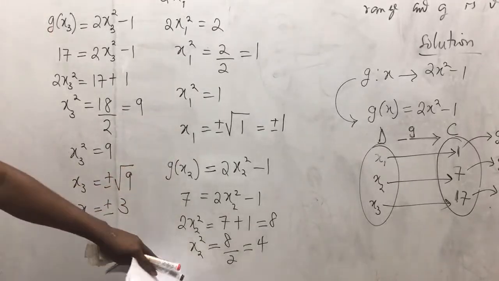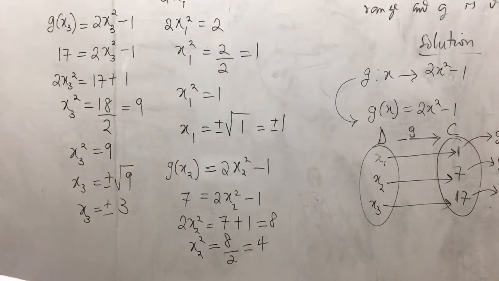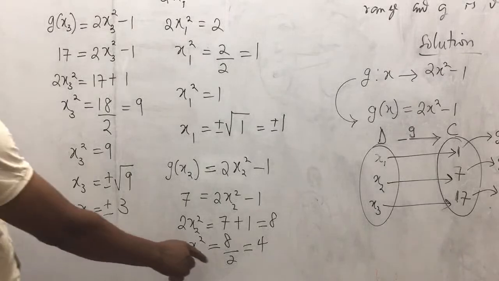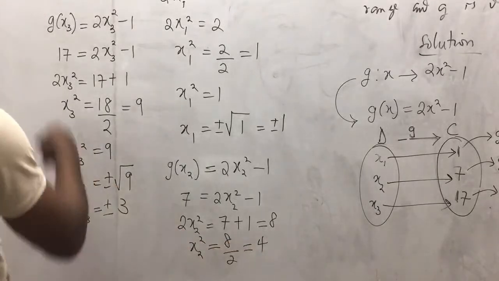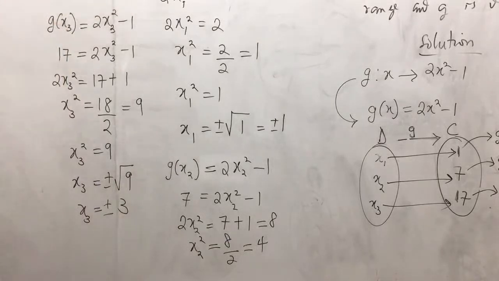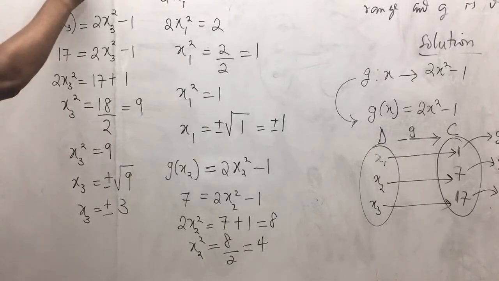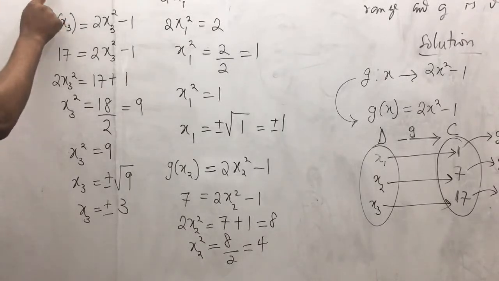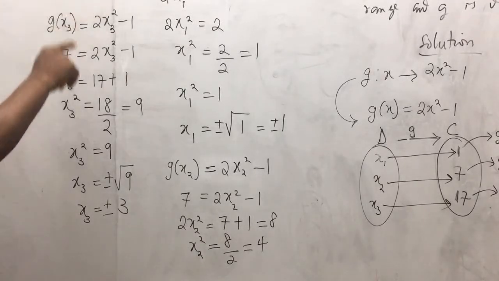We had x2 squared was 8 over 2, right? Equals 4. Okay. So we had x2 squared was equal to 4, and x2 was the plus or minus the square root of 4, which gave plus or minus 2.